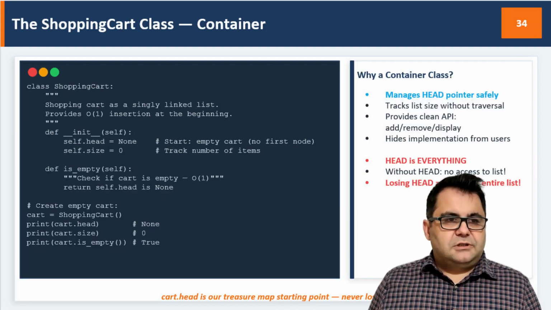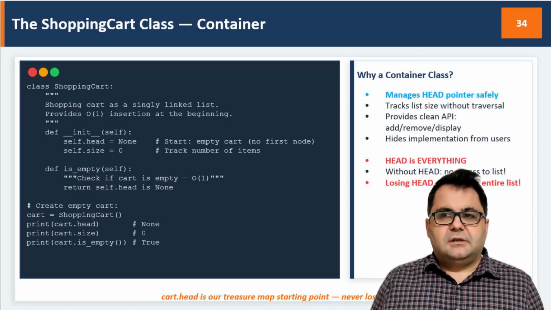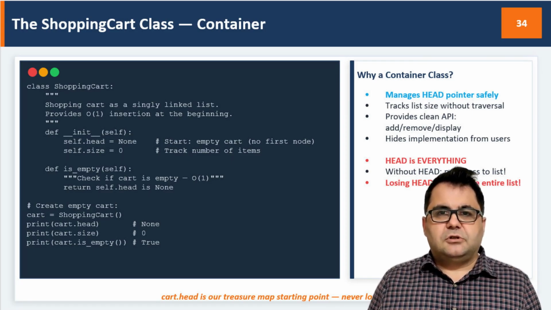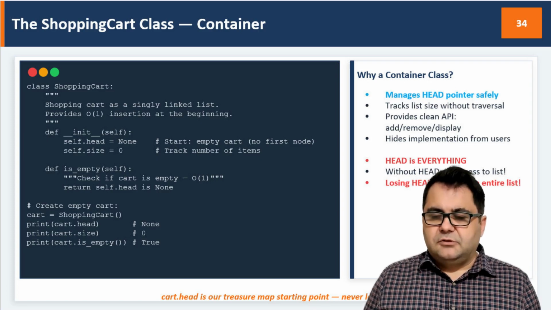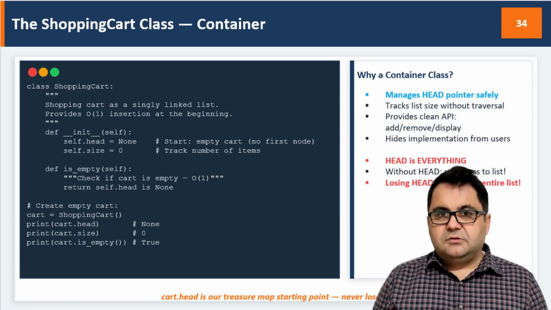The head pointer is absolutely critical. It's everything. With head, we can access the entire list. Head points to first node A. From A, we can reach B. From B, we can reach C. We have access to all 3 nodes.